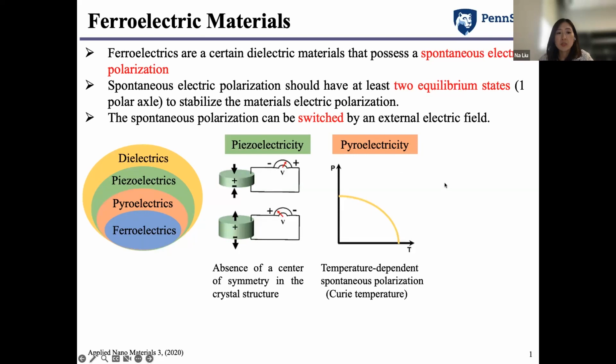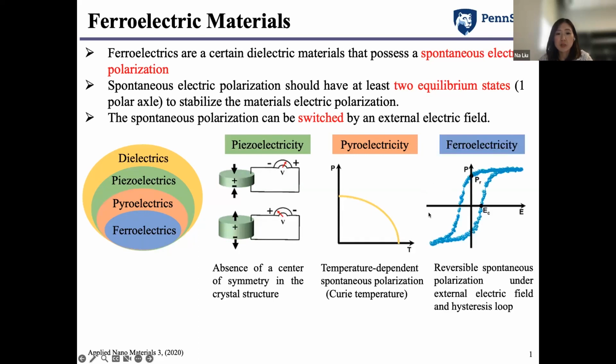The most important and most unique property in ferroelectric materials is the reversibility of its spontaneous polarization under the external electric field. And ultimately, this will generate the fingerprint of the ferroelectrics, which is the so-called hysteresis loop.